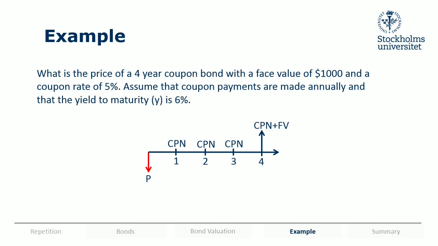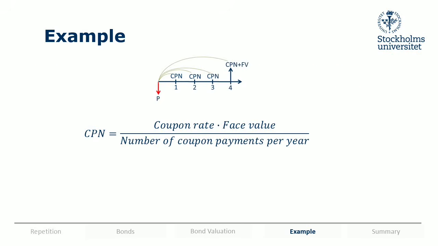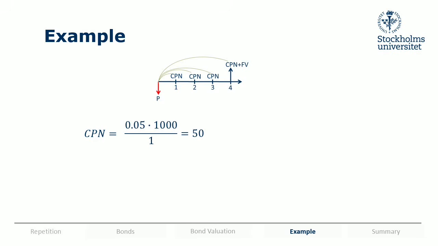So in order to get the coupon payment I showed you before, it's the coupon rate times the face value divided by the number of coupon payments per year. The coupon rate was 5%, the face value was 1,000, and it's once a year, so it's 50. So we get 50 every year, and we get the face value in year 4.